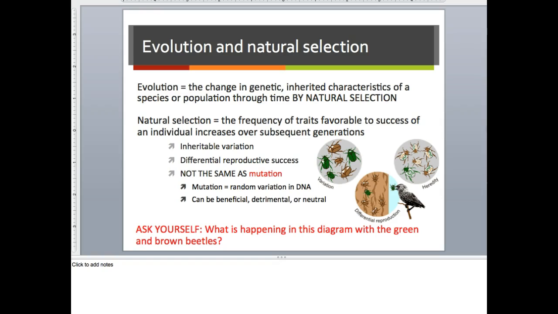And so what I'd like everybody to think about for just a minute is what is going on in this diagram I've got on this slide with green and the brown beetles.